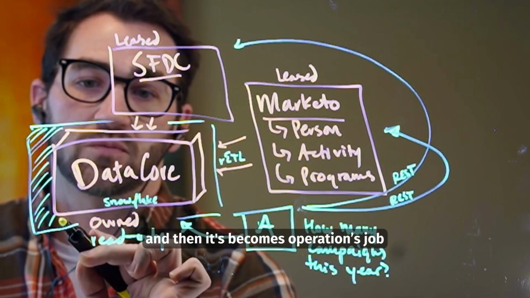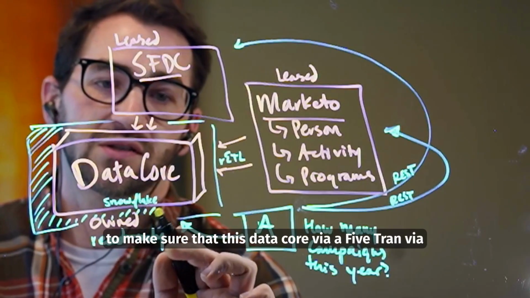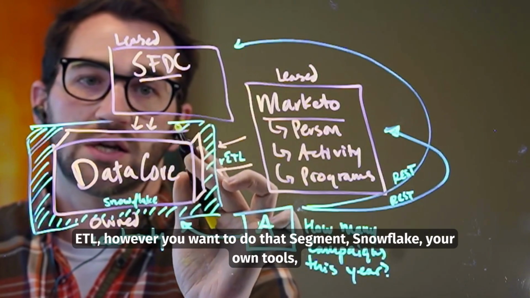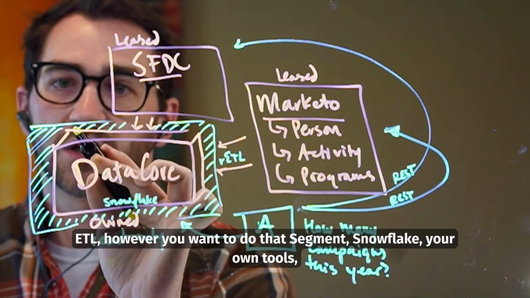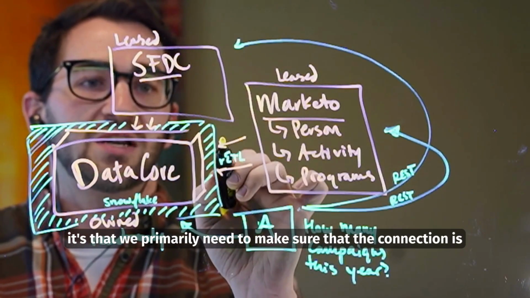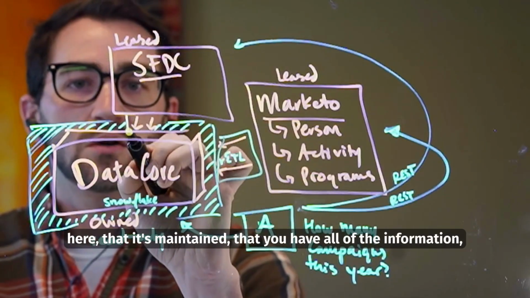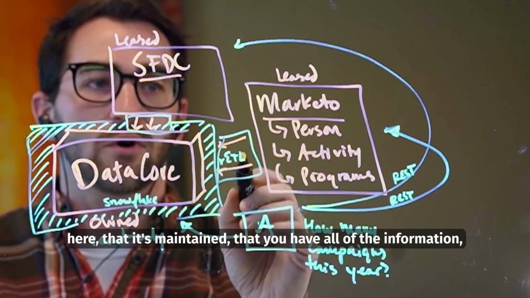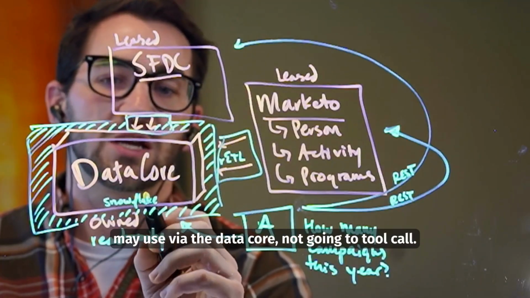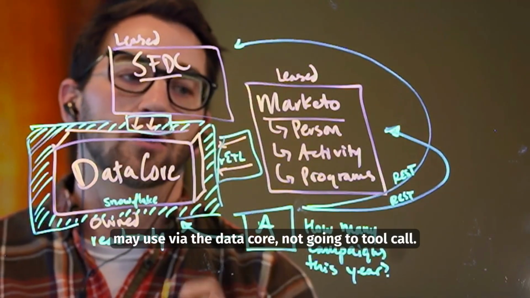Then it becomes operations' job to make sure that this data core is fed via Fivetran, via ETL, however you want to do that, Segment, Snowflake, your own tools. We primarily need to make sure that the connection is maintained, and that you have all of the information from leased into your data core so that your agents can use it via the data core, not through tool calls.